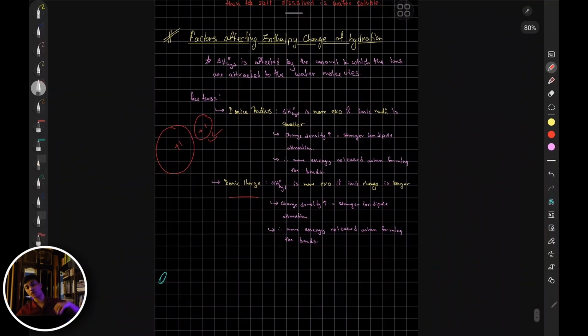Great. That's it for hydration and solution, enthalpy change of hydration and solution. Next, we can look into a few examples and a few question papers.